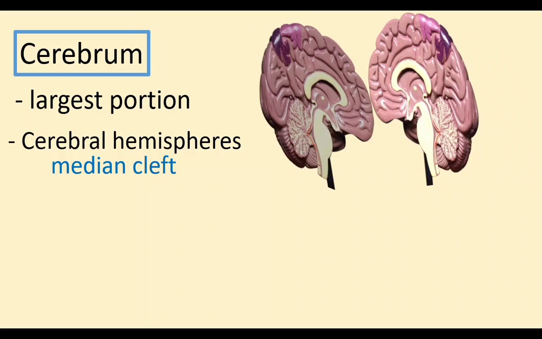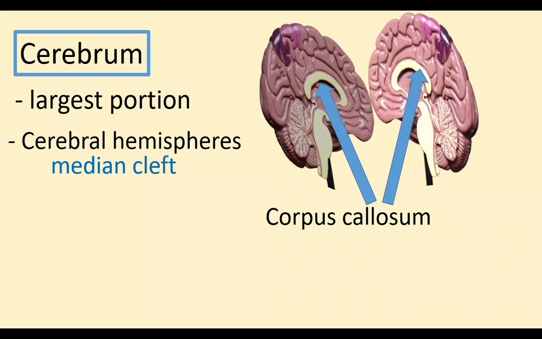The two cerebral hemispheres are connected with each other by a nervous bridge, the corpus callosum. Communication between the two cerebral hemispheres takes place through the corpus callosum. It helps the exchange of information between them. Right and left hemispheres exchange information through the corpus callosum.